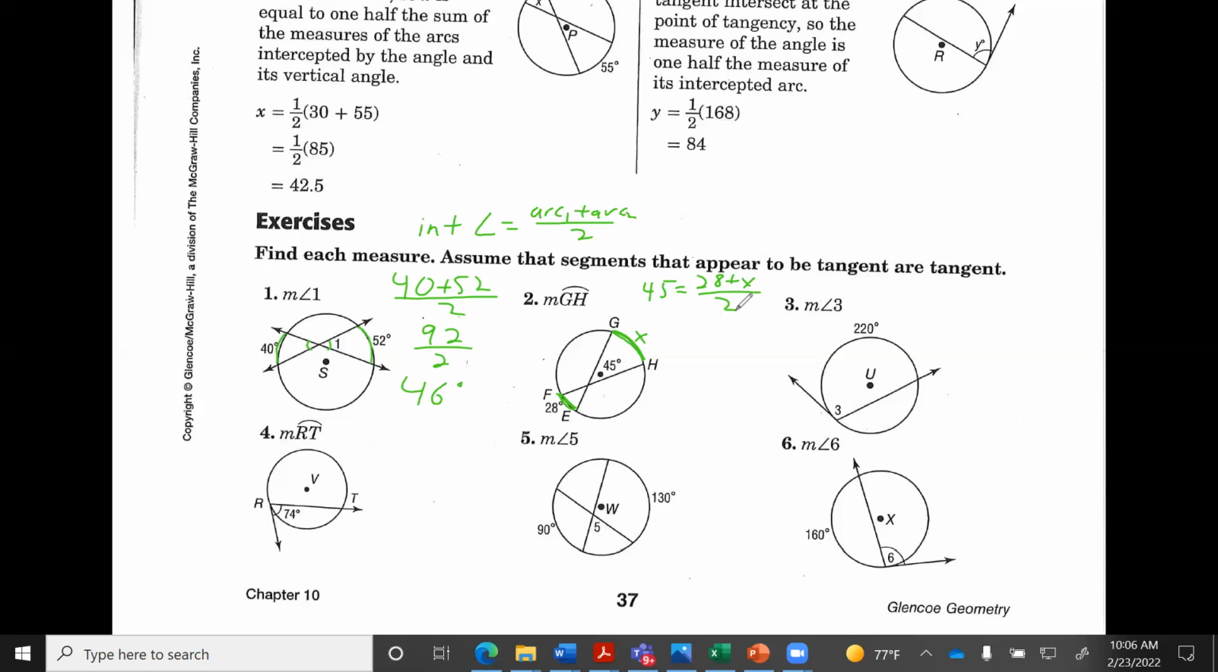Now, from here, we have the 2. We're going to multiply that over to the other side to get out of the denominator. 2 times 45 is 90. Bring the 28 across by subtracting it. That leaves us with 62, and that'd be x.